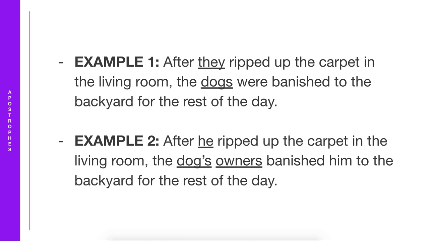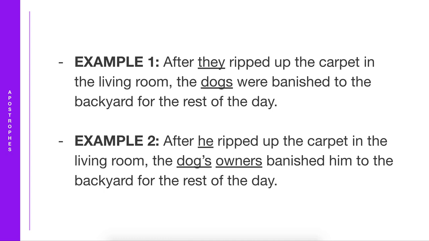In our second example, though, you can see that something changes here. After he ripped up the carpet in the living room, the dog's owners banished him to the backyard for the rest of the day. Now, in this sentence, the word he indicates that we only have one dog. So we need D-O-G, but then we're going to put apostrophe S at the end to show that the dog is associated with the owners. In a way, the dog owns the owners. It's kind of ironic, right? But we're going to do D-O-G apostrophe S to show that we have one dog and that dog is possessive of something.